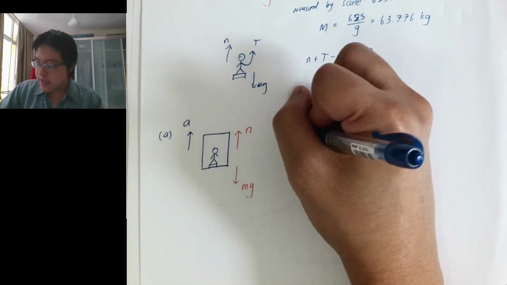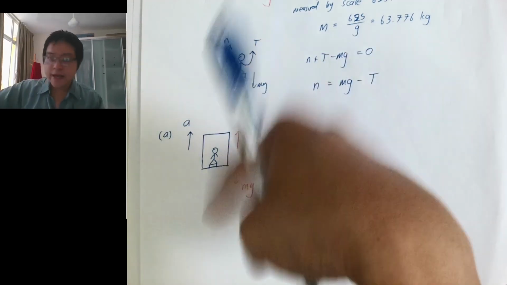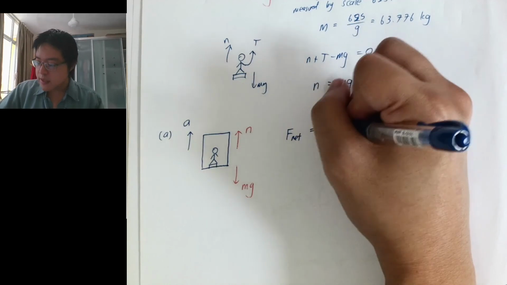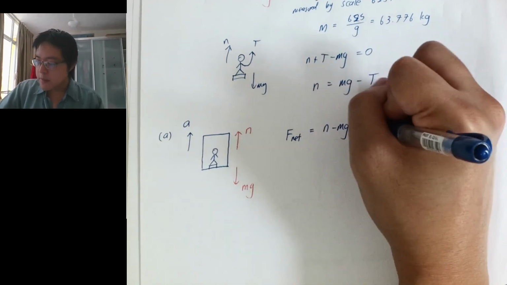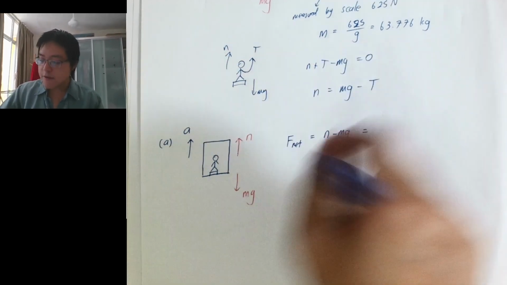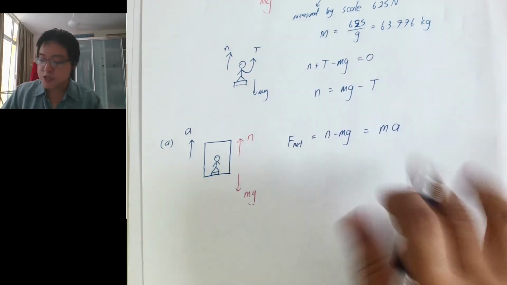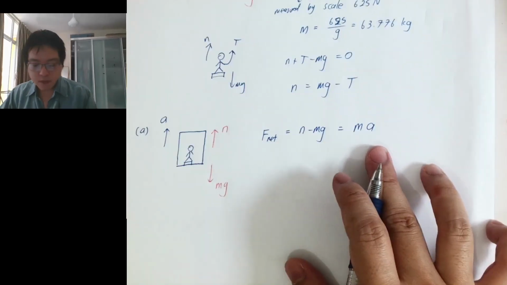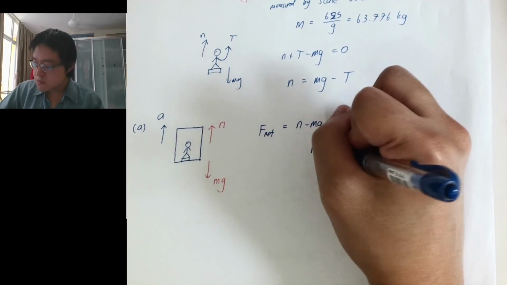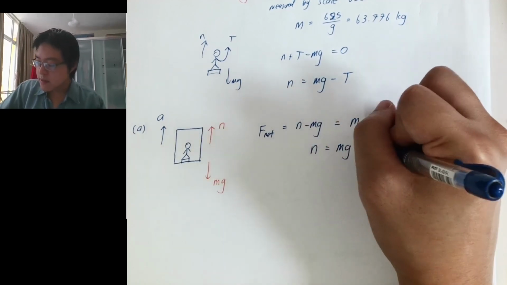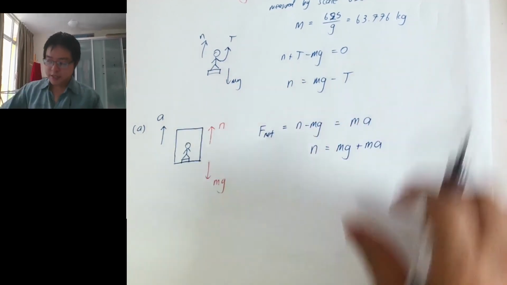So what is the net force acting on you? We are looking at the vertical components only. So the net force is N minus mg. But by Newton's second law, net force is also equal to mass times acceleration, which is not 0. So if it's not 0, then I get this equation here, right?